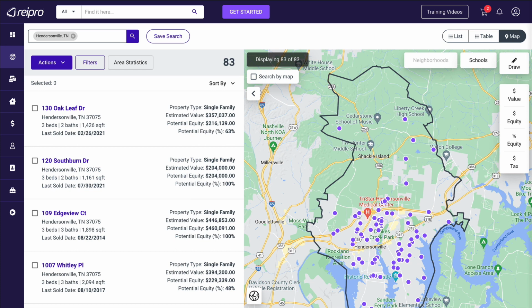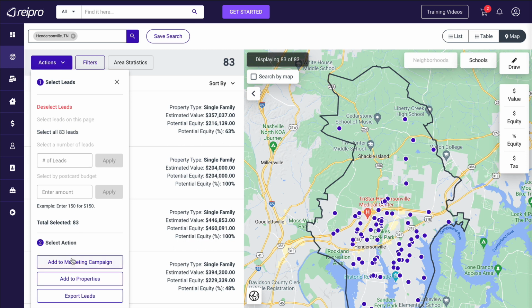So now I can take this list and put it in a marketing campaign. And then what I'm going to do is actually send out some postcards that we have pre-designed templates just for this scenario. So highly encourage you to use that.